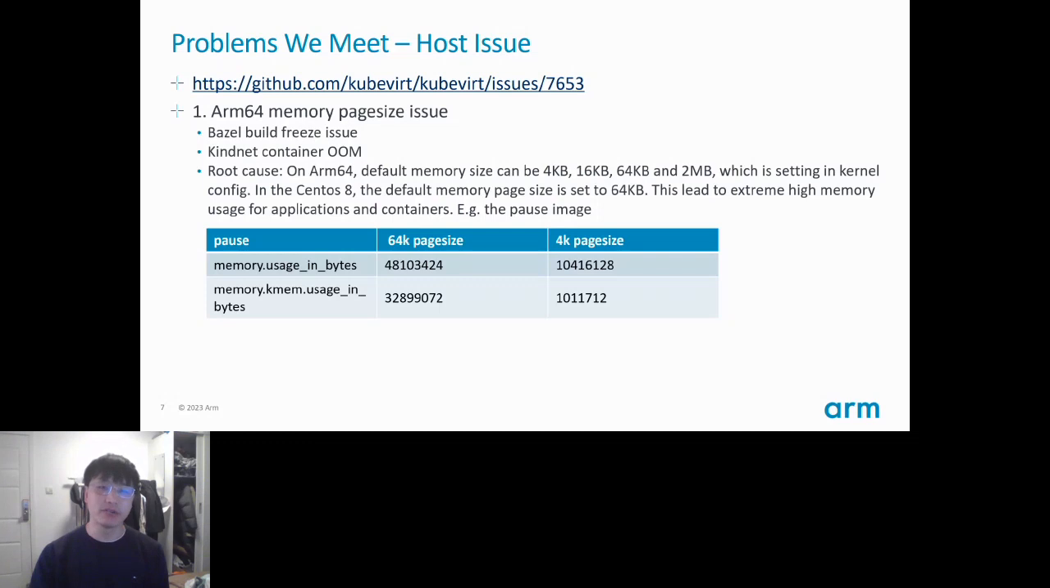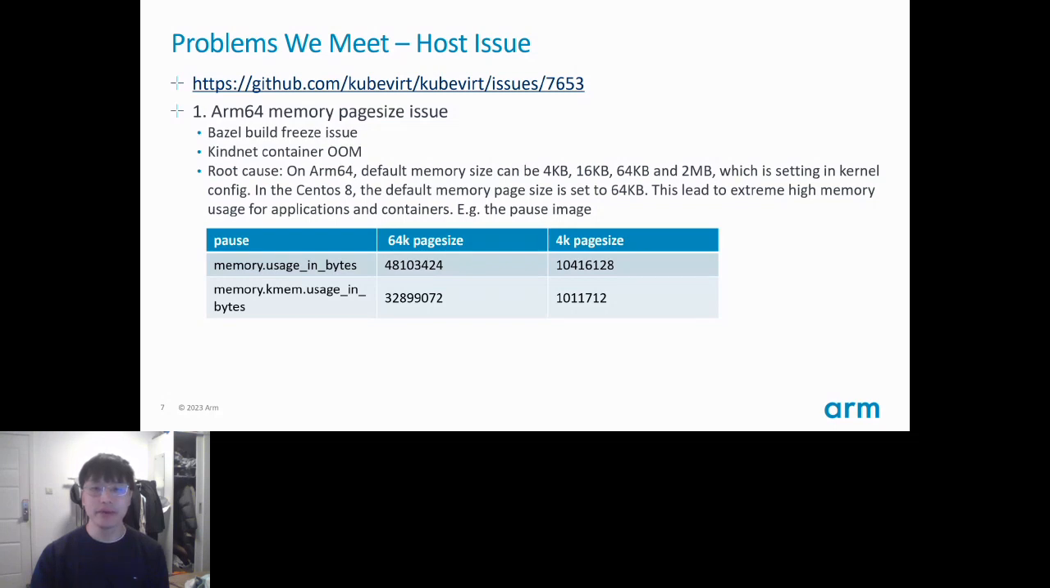In ARM64, the default memory page size can be set in Linux kernel with available value of 4 KB, 16 KB, 64 KB and 2 MB. And in CentOS 8, the default memory page size is set to 64 KB. This leads to extremely high memory usage for applications and containers.